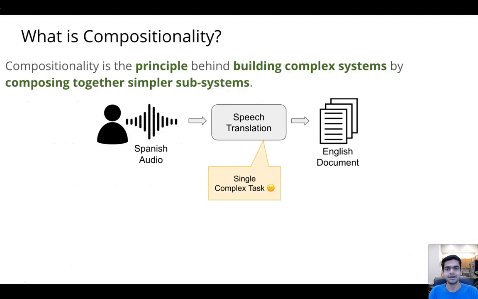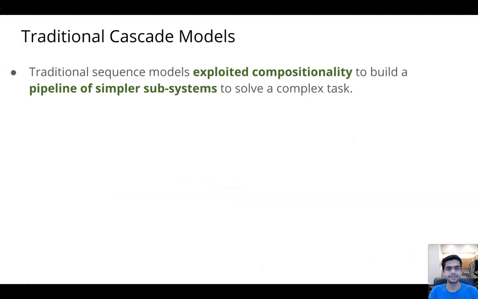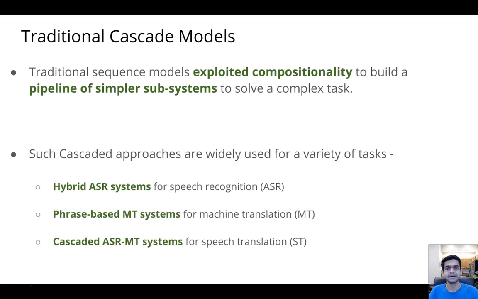Okay, so let's start. Compositionality is the principle behind building complex systems by composing together simpler subsystems. For example, speech translation systems, which seek to process speech in one language and output text in another language, can be naturally decomposed into the transcription of source language through automatic speech recognition and translation into the target language through machine translation. Traditional sequence models exploited compositionality to build a pipeline of simpler subsystems to solve a complex sequence task.